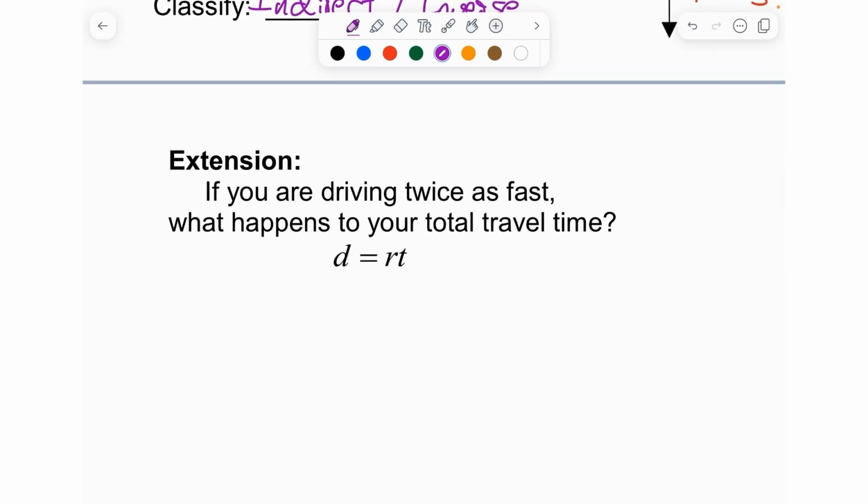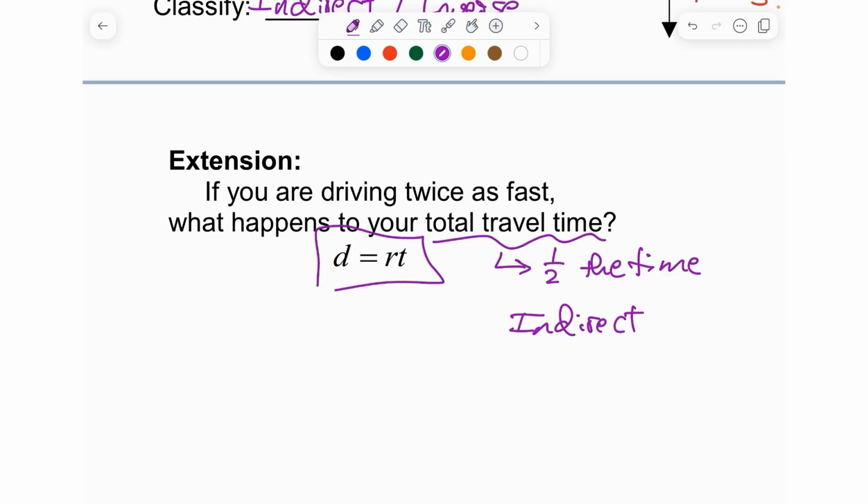Now, you might remember if you go twice as fast, your travel time, yeah, it's going to become less, right? It's actually literally going to be half the time. Now, if I go twice as fast and I get half the time, that sounds like an indirect relationship. But I thought an indirect relationship was going to involve a fraction. Where's the fraction in this equation?